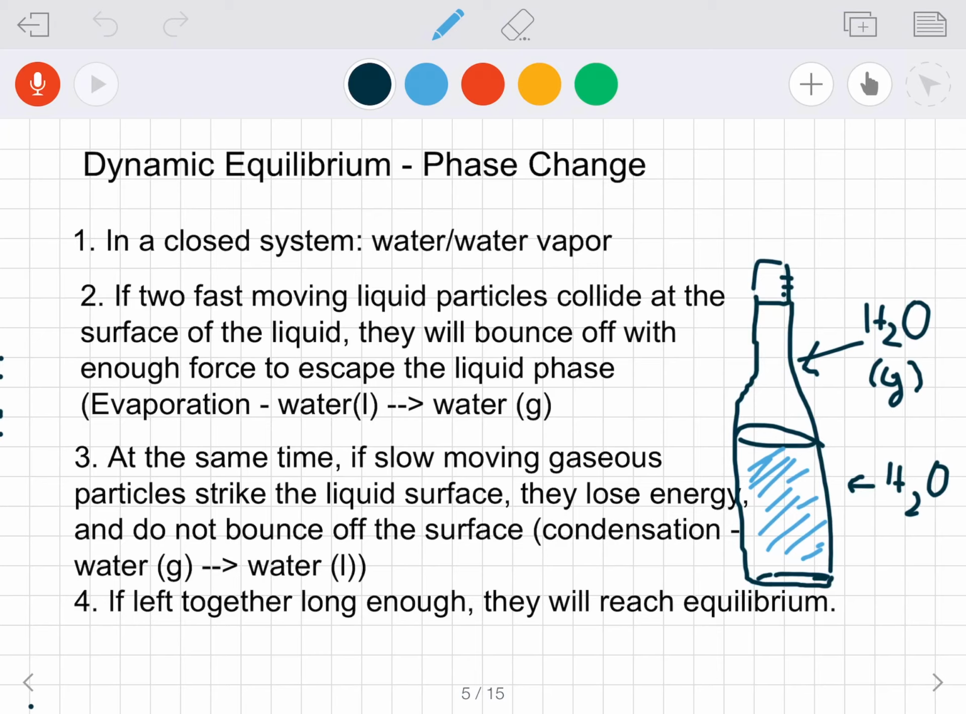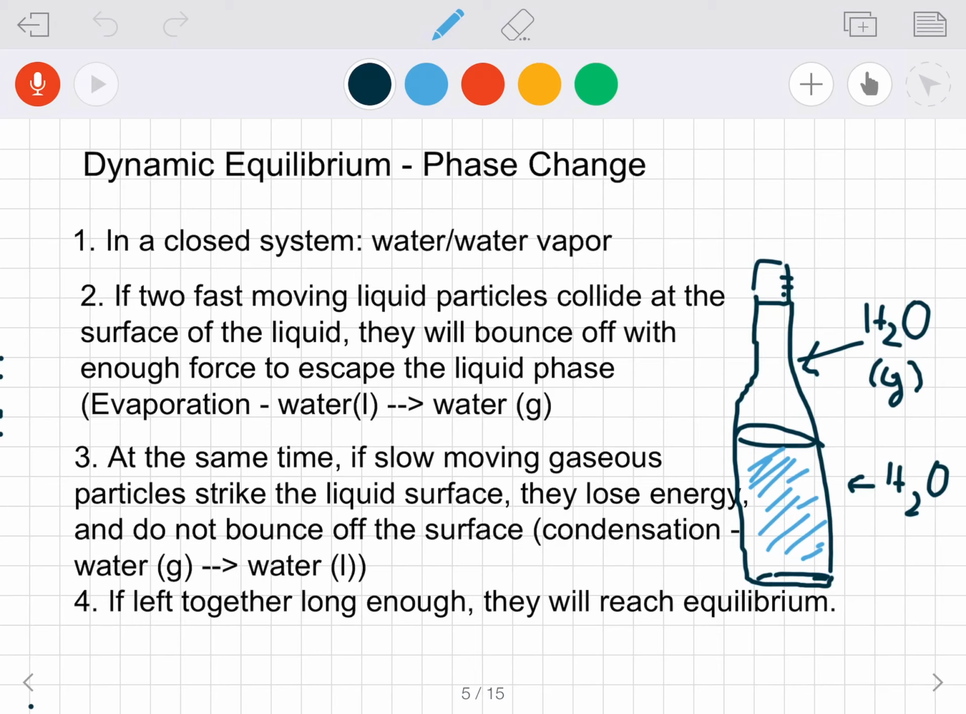All right, we have a closed system. Let's say we have a bottle of water. In the sample of the liquid part of the water in the bottle, you have some extremely fast-moving liquid particles in there. Most of them are average speed. Some of them are extremely fast-moving. Some of them are extremely slow-moving, but most of them are close to the average.